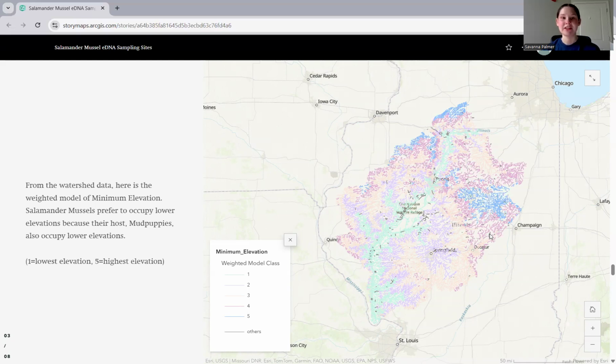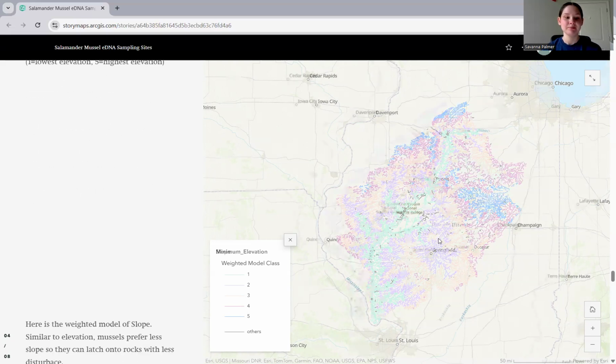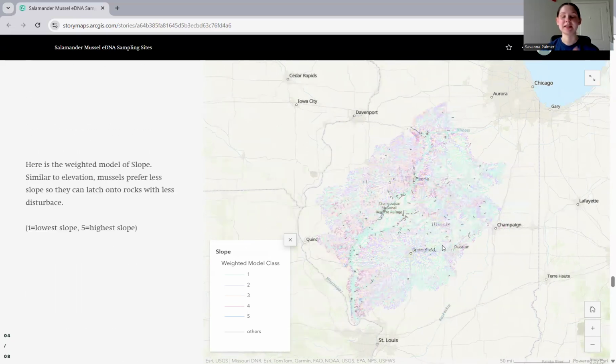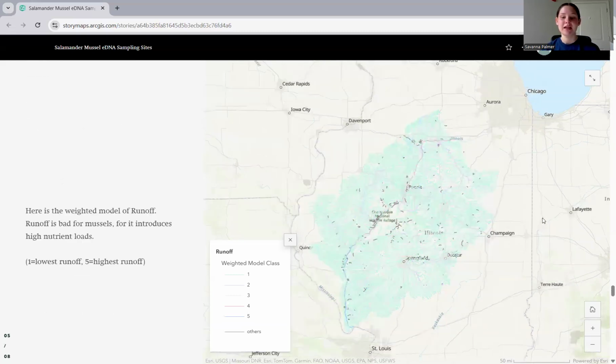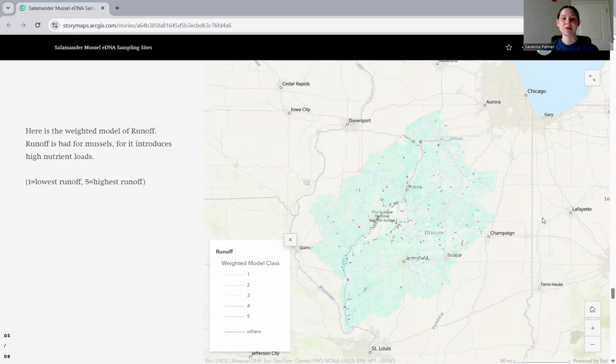First is minimum elevation. Mussels prefer lower elevation because that's where their hosts are. Specifically, the host of the salamander mussel is the mud puppy. I weighted that so that lower elevations have a code of 1, and we see the Illinois River follows that trend. Next is slope, really similar to elevation. Lower slope is preferred, often because it's easier to latch onto rocks with lower slope. Here is runoff. Mussels prefer lower runoff because often with high runoff, there's high nutrient load, which could be overwhelming for the mussel.